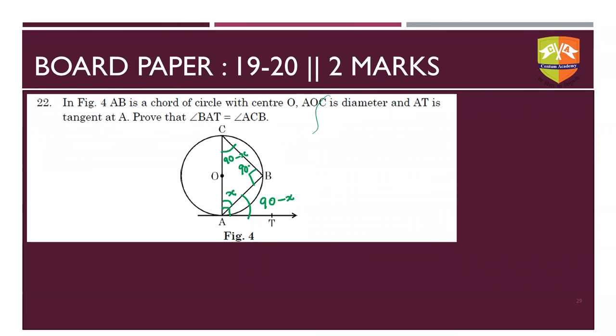Did you understand, all of you? What did I do? Since AC is a diameter, ABC has to be 90 degrees, and consider this to be x. And clearly OAT is also 90 degrees. So if this angle is x, then this angle is 90 degrees minus x. And in the triangle ABC, by angle sum property, C has to be 90 degrees minus x, and hence they are equal. Both are 90 degrees minus x. Shall I proceed? Understood by all?